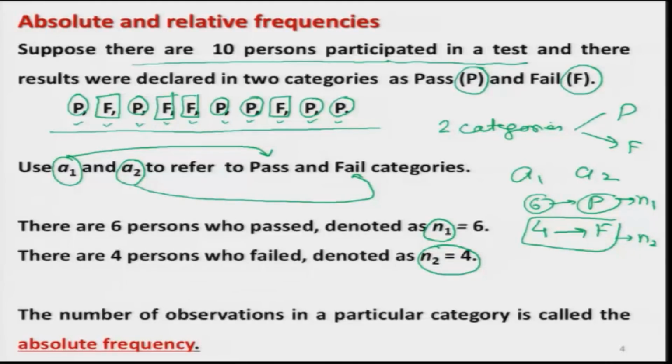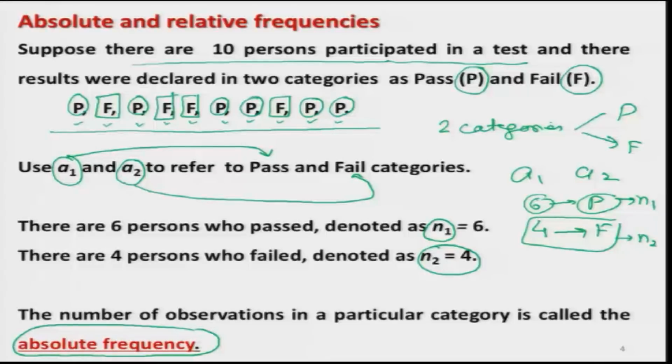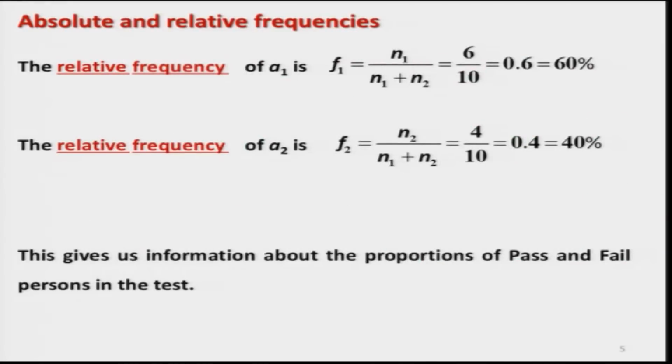And these numbers N1 and N2 simply represent the number of candidates in category A1 and in category A2, or simply the number of candidates who failed, or the number of candidates that belong to category A2. So, N1 and N2 simply represent the number of units present in categories A1 and A2. The number of observations in a particular category is called the absolute frequency.